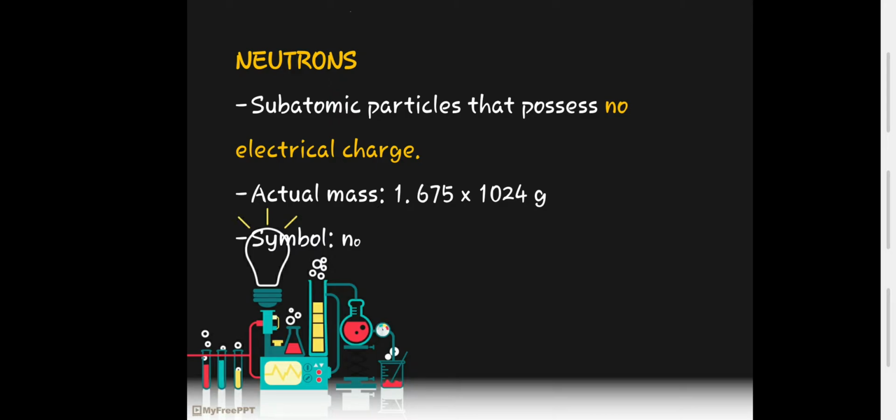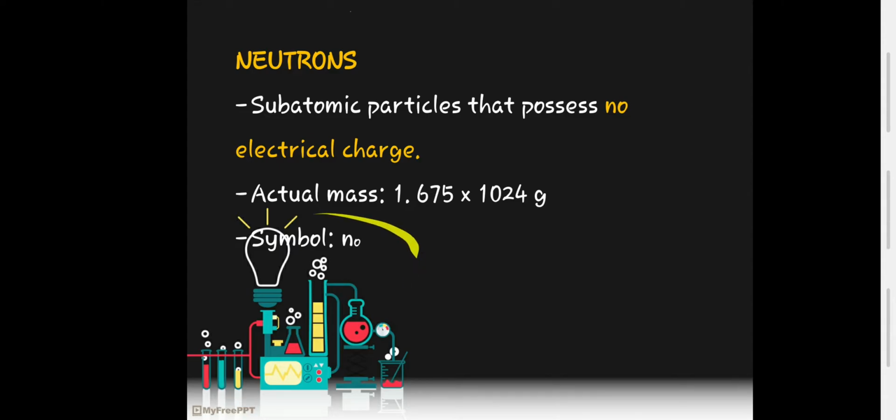Neutrons possess no electrical charge, neither positive nor negative. Always remember that the neutron is in the middle between positive and negative charges. The exact mass of a neutron is 1.675 times 10 to the power of negative 24 gram, which has no sign at all, because, as I've said, the neutron is in the middle between the proton, which is positive, and the electron, which is negative.